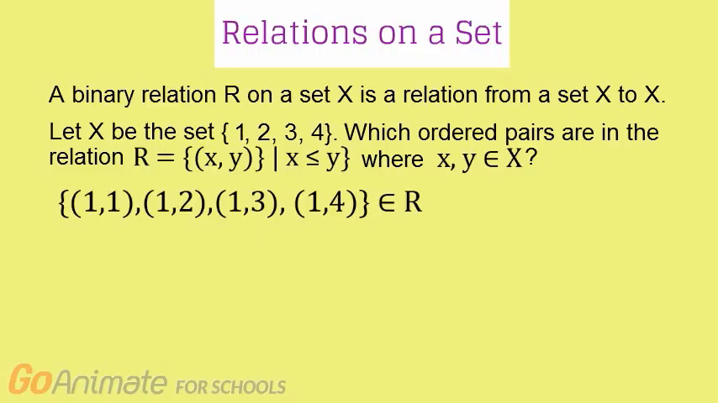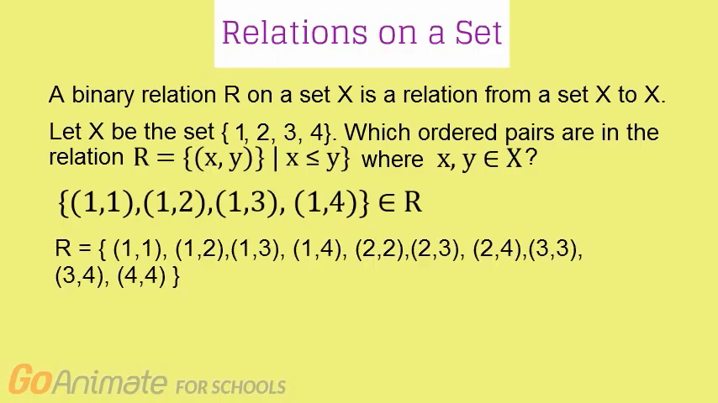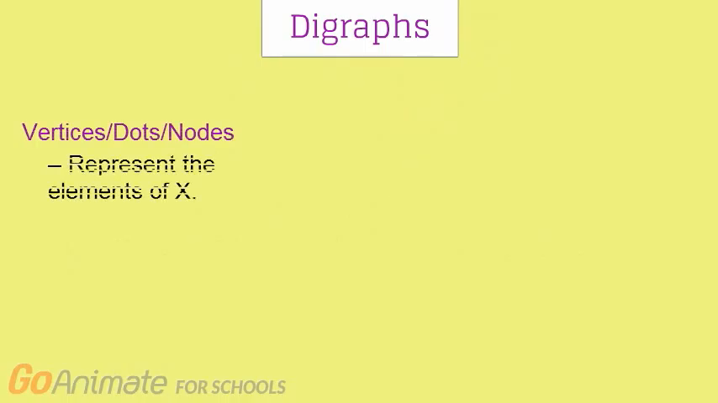The other elements in R can be found in a similar manner. Hence, the answer to the question is as follows. A directed graph, or digraph, is a pictorial representation of a relation. In a digraph, each element of the set is represented by vertices, dots or nodes. The ordered pairs in R are represented by an arrow or an arc.